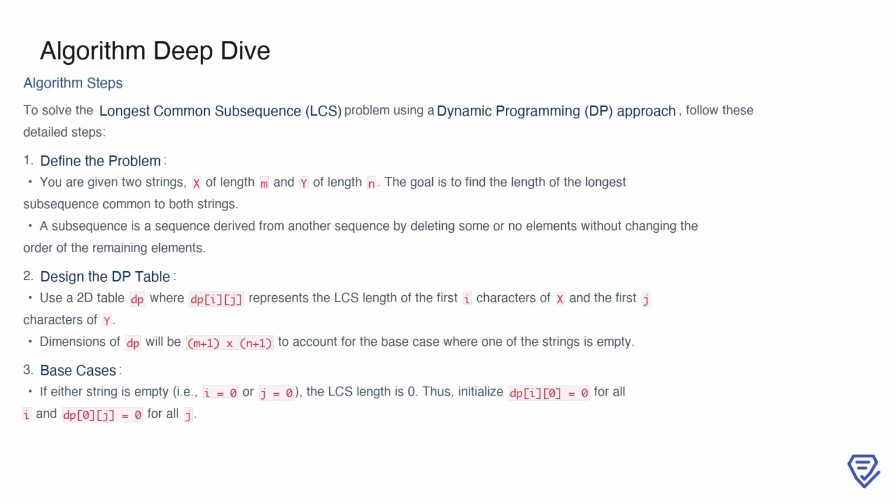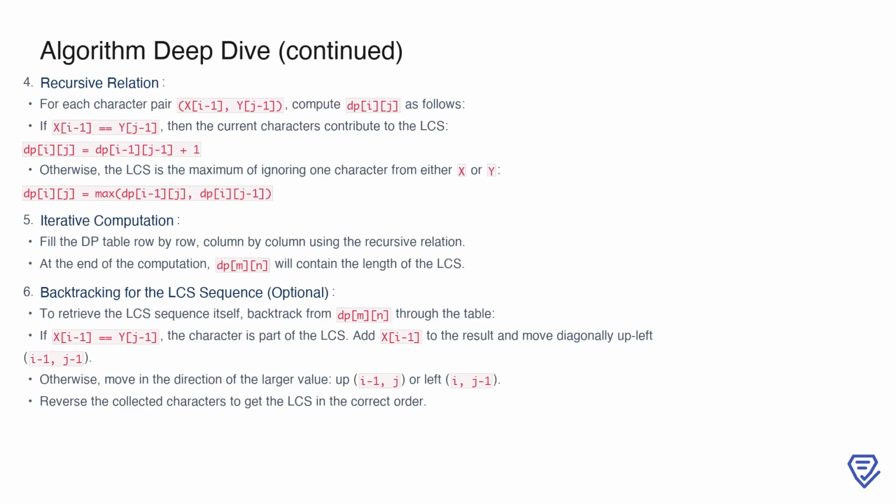For these base cases, if either i equals 0 or j equals 0, the LCS length is 0 because an empty string has no common characters. Thus, we initialize all values in the first row and first column of the DP table to 0. Now, let's establish the recursive relation that helps us fill the DP table. For each pair of characters, x[i-1] and y[j-1], we compute dp[i][j].